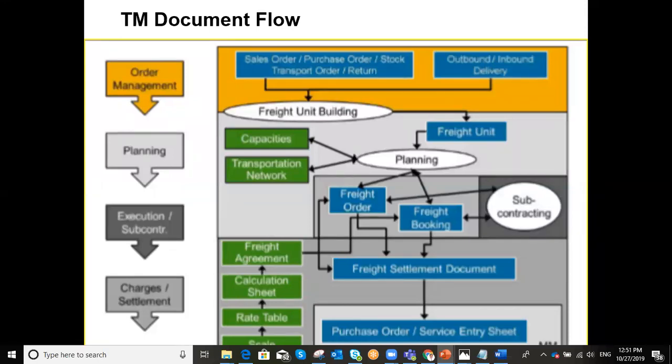The logic also starts from this SD sales order or purchase order or stock transfer or returns. So the orders may be sales order, purchase order, STO or returns. We need to understand the differences between all these documents. We can also include some other types of documents called scheduling agreements or contracts. So we can add contract and scheduling agreement in the orders blue box here. The scheduling agreement can be a part of the order here.